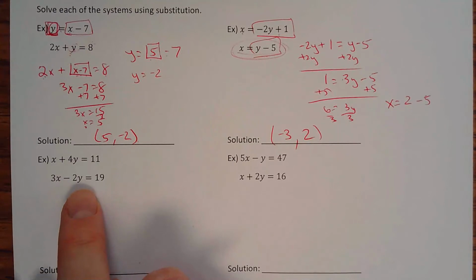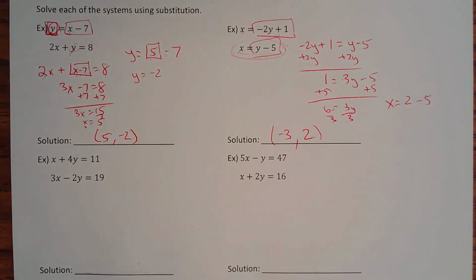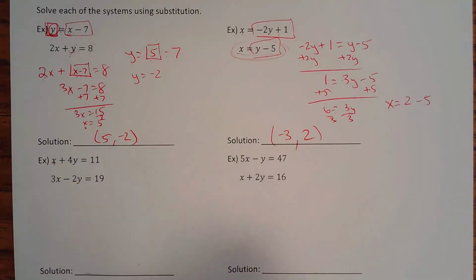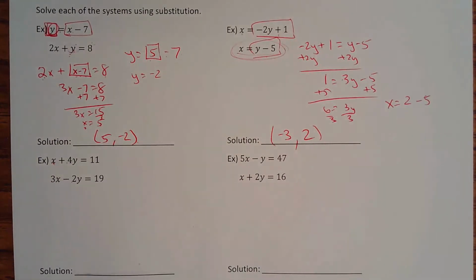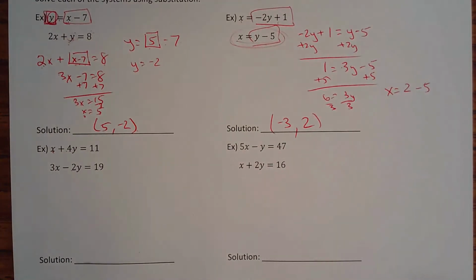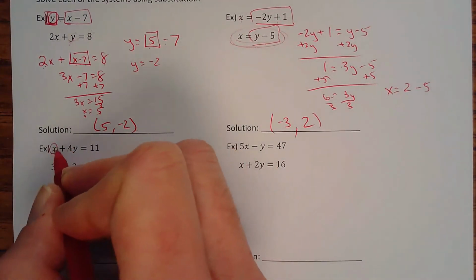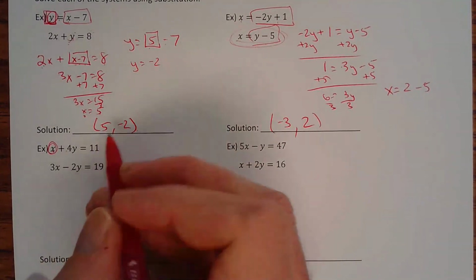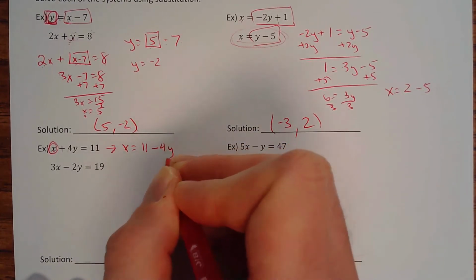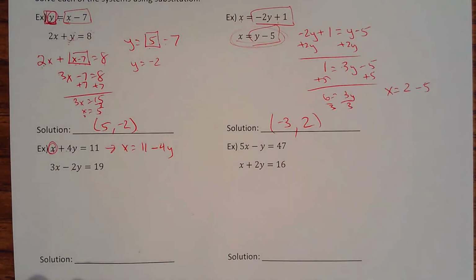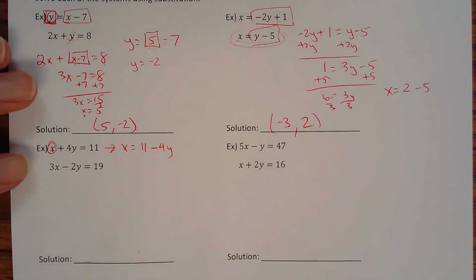This guy down here, look for a variable that's by itself. Well, none of them are by themselves. This x is not by itself. This is being multiplied by 4, being multiplied by 3, being multiplied by -2. So none of them are by themselves. But which variable would be really easy to get by itself? I do one move and I can get it by itself. And that'd be this guy right here. That x, if I subtract 4y to the other side, x would equal 11 minus 4y. Now I got a variable by itself.